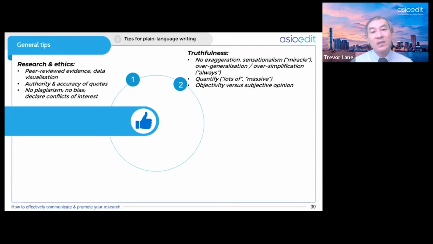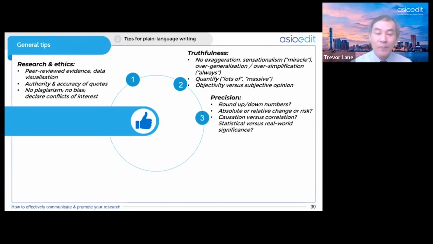No exaggeration, so nothing like miracle cure. No overgeneralization, so saying always or never. Quantify things when you can, so beware of vague phrases like lots of or massive or great. And then be careful when you're being objective versus when you're giving a quote or opinion from someone.